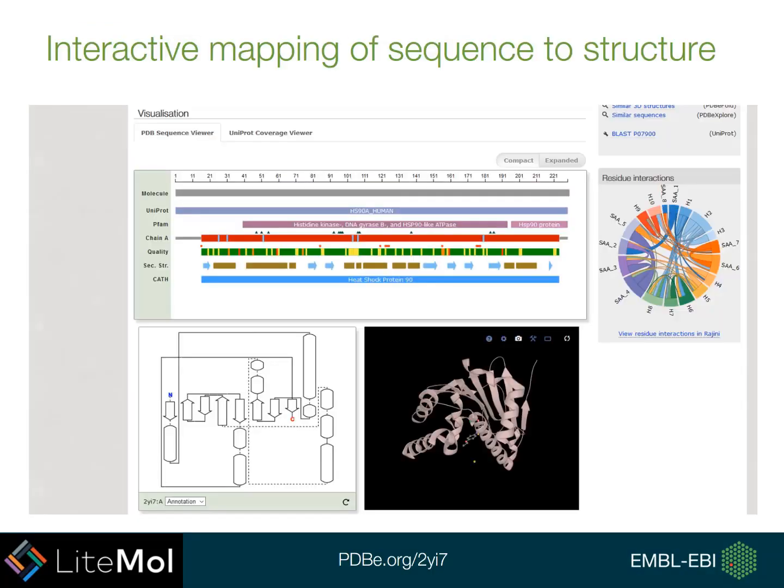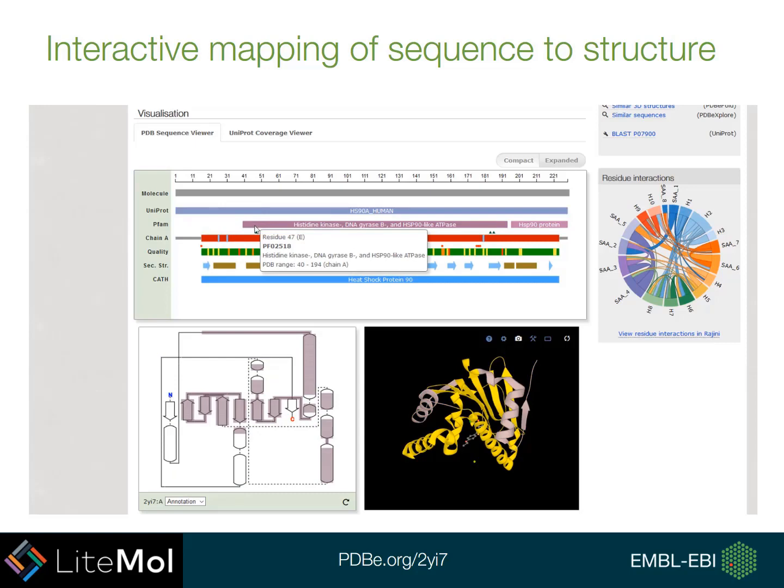So here's an example of how this works interactively. As I said before, we have the sequence, the 2D, and the structure here. At the top of the page is the sequence part with a lot of annotations shown here. And if you were to hover over any of these, for instance, the UniProt entry, this will be highlighted on the 2D and the structure, as will the Pfam domain as shown here.